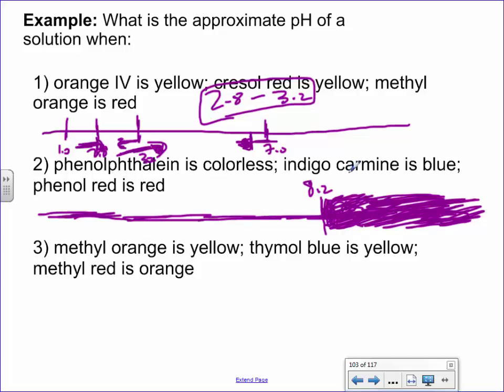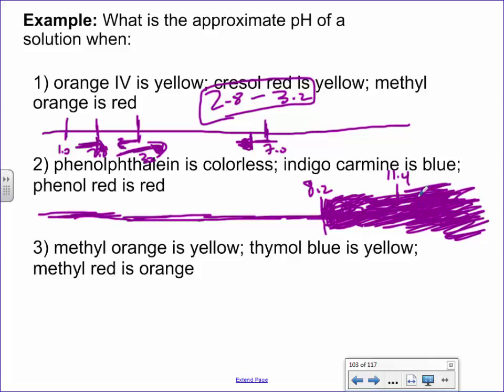Okay, then indigo carmine is blue. If indigo carmine is blue, this was actually redundant. See how it goes 11.4 to 13? So if 11.4 is up here, everything lower than 11.4 would be valid, which means I should really just be reshading everything more than 11.4.